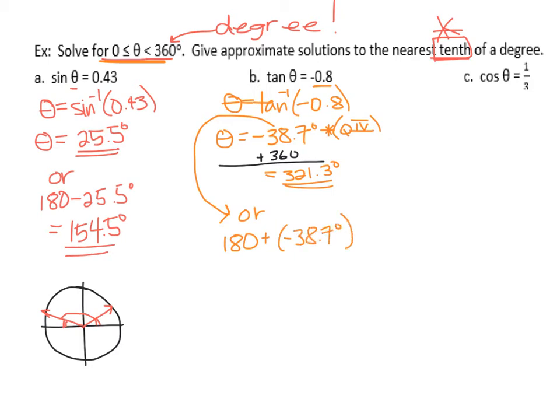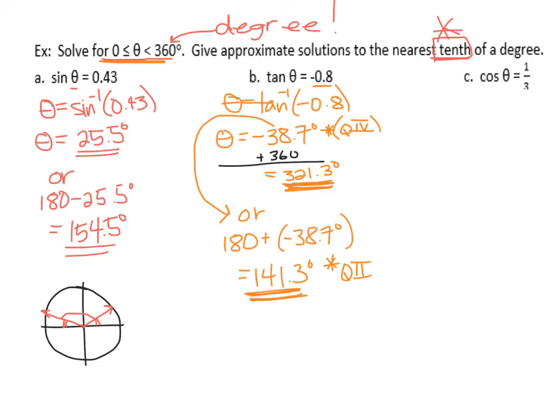And if you take 180 plus negative 38.7, ultimately you're subtracting, that's going to give you 141.3 degrees. And check that out. That's in quadrant 2, and we all know that quadrant 2 is when tangent is positive. Our two solutions then are 321.3 and 141.3 degrees.